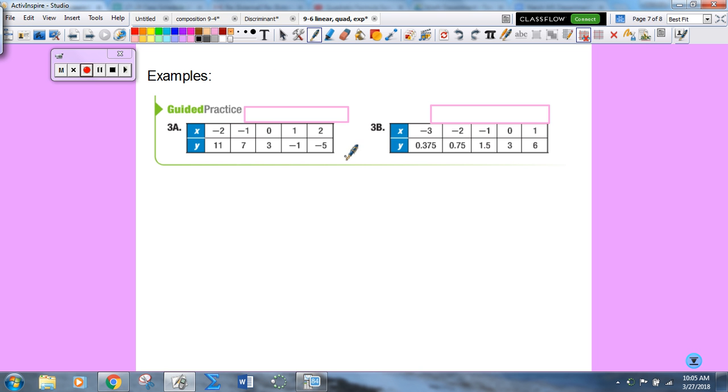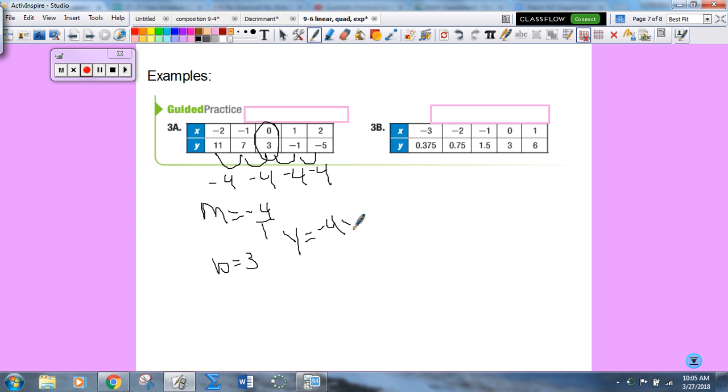Practice. So we're going to write more examples. So please pause, do them, and come back. So x goes up by 1. Y, here I subtract 4, subtract 4, subtract 4, subtract 4. It's linear. My slope is -4 over 1. My y-intercept is 3. So it's y equals -4x plus 3.